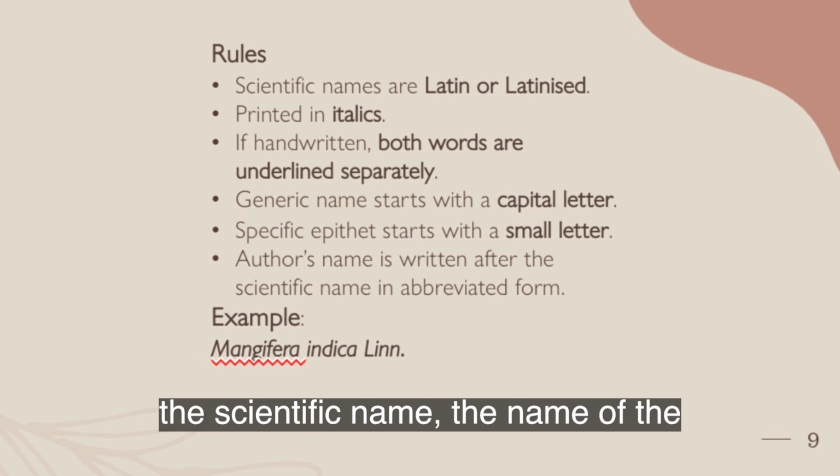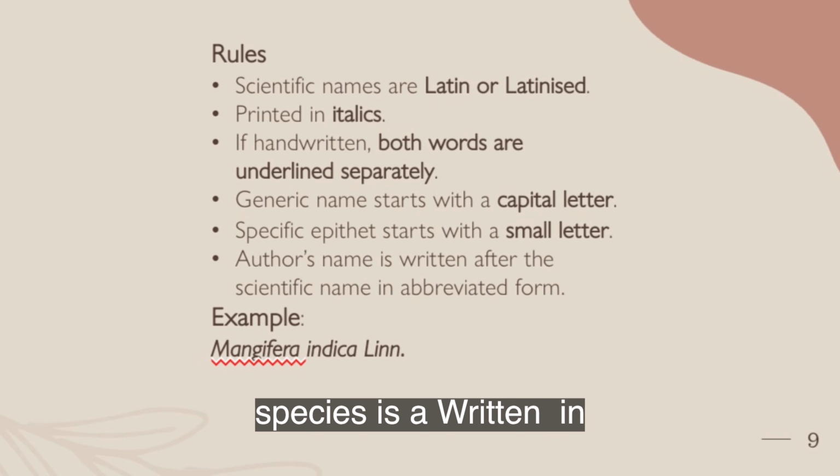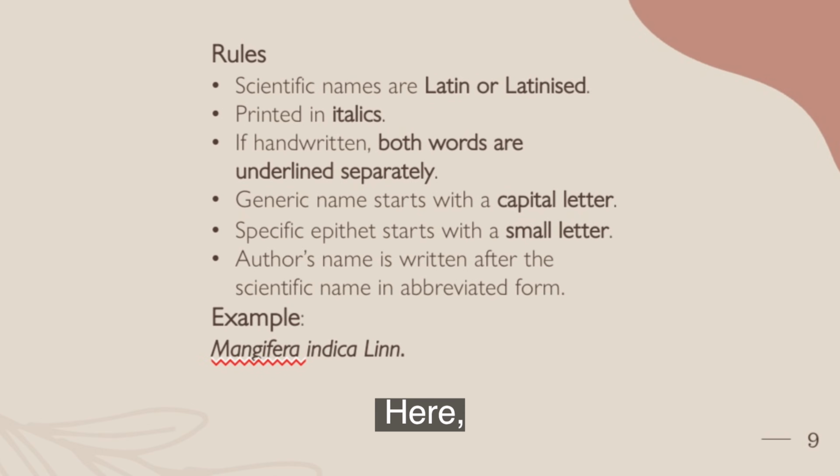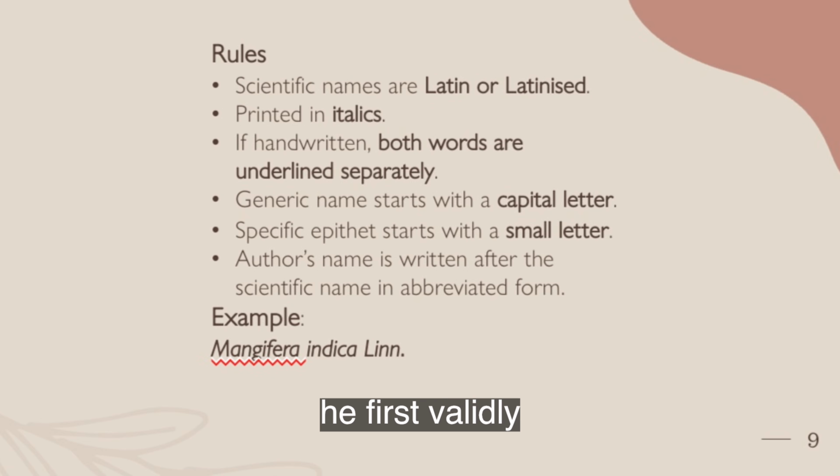After the scientific name, the name of the scientist who first described the species is written in an abbreviated form. For example, Mangifera indica Linn. Here Linn stands for Carolus Linnaeus, indicating that he first validly described this species.